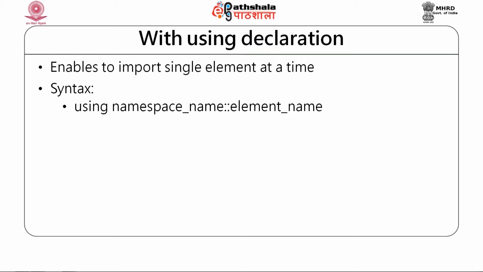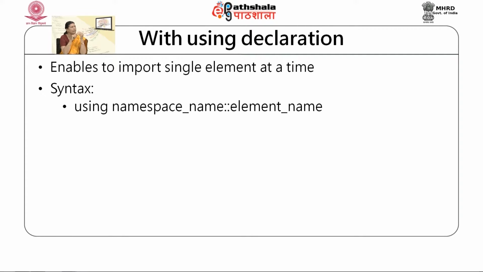In the same way, using declaration can also be used at all these 3 scopes. Now, the difference between using declaration and using directive is, when we say using directive, it imports all the elements from the namespace, that means the entire namespace, whereas when we say using declaration, it allows us to import only a single element at a time.